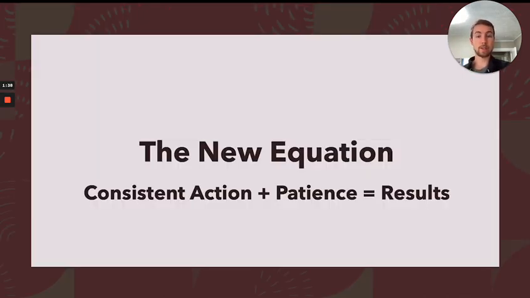But once you choose your variable, there is now a new equation. The new equation is consistent action plus patience, and that will lead to results because this is science and it's math. So long as everything remains consistent, you will see results. If you choose to change nutrition and you keep all of those other variables the same, then you will get results. If everything stays the same, but you decide to change activity level, then you will see results. You just have to change it in the right direction.